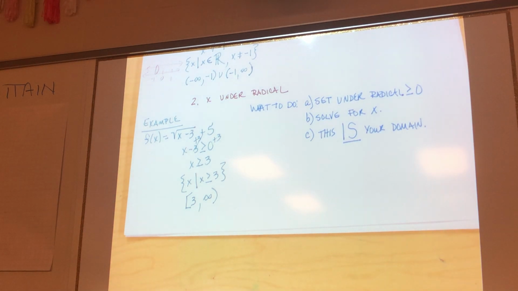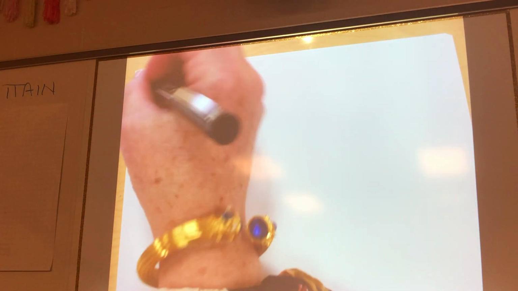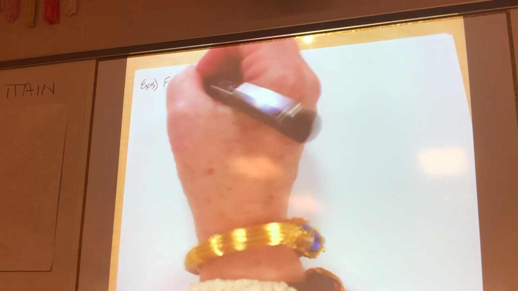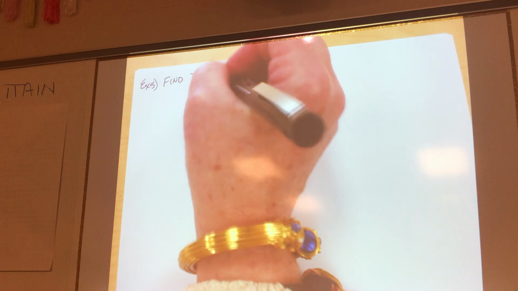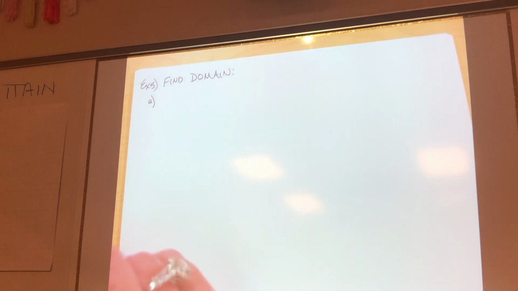Okay, so we're fixing to work 1, 2, 3, 4, 5, 6, 7 problems that are all about domains. All right? So by the time we work these 7 problems, you should be pretty good at this. After that, we're going to do one word problem, but it's really fast. Okay? So, example 5. Find the domain. So here's the first one. All we're doing is finding the domain.